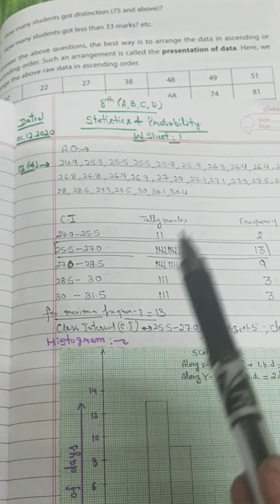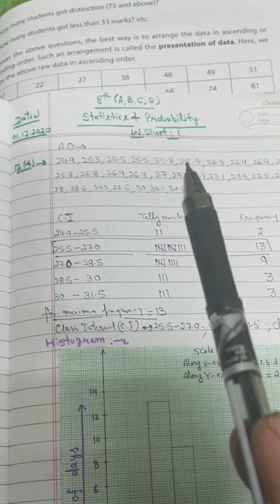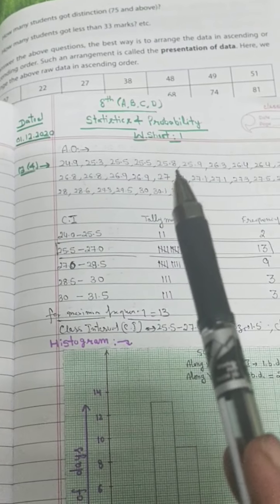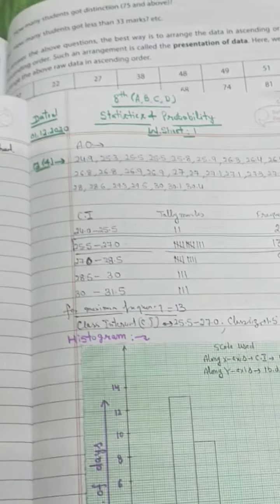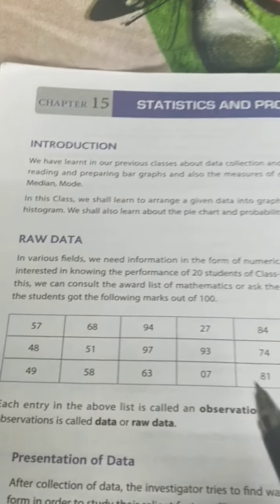Hello, good morning, children. Statistics and probability worksheet: the first, second and third questions are to be done by you. I have sent you question number first, and I ask you to do questions second and third as homework. Before going to the fourth question, once again I recapitulate this topic.